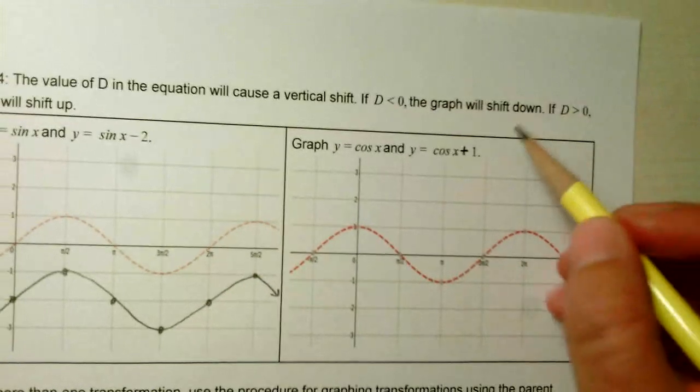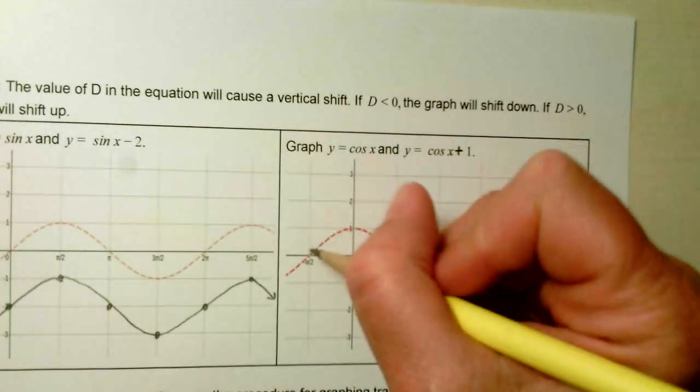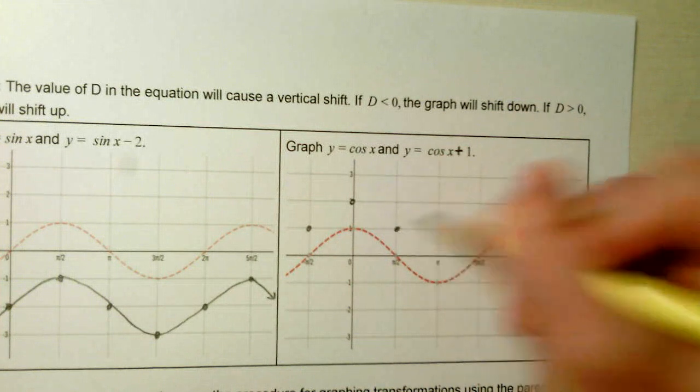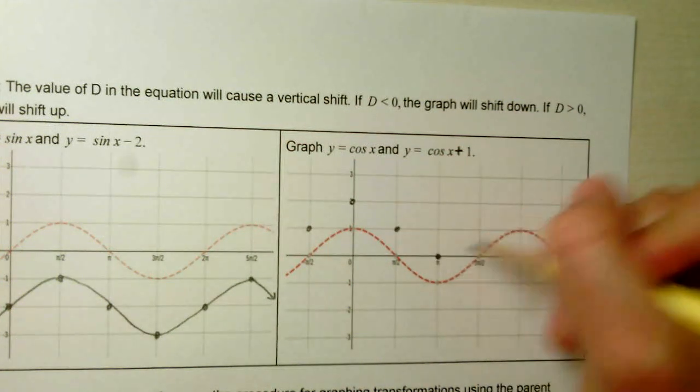Similarly, if I have a positive D, all I'm going to do is I'm going to shift all of my points up, in this case by 1 unit.